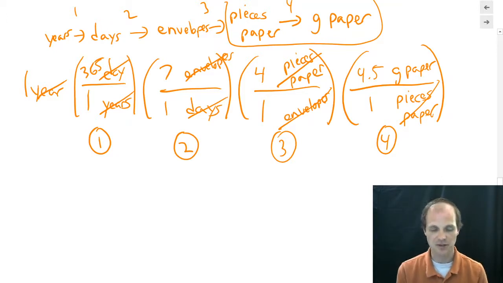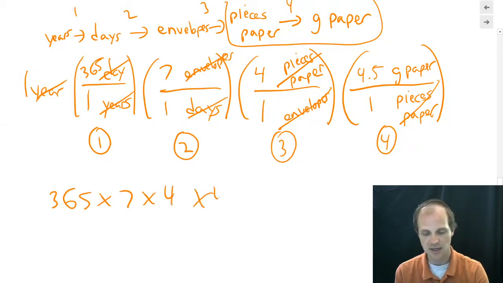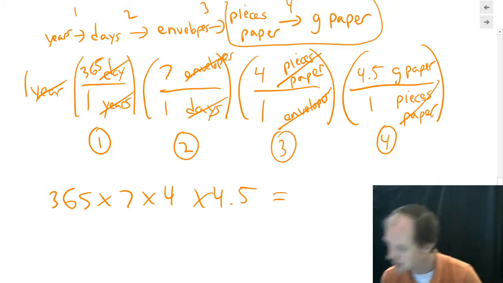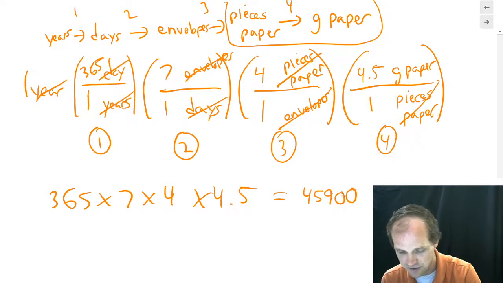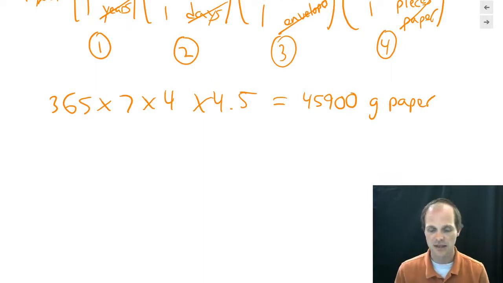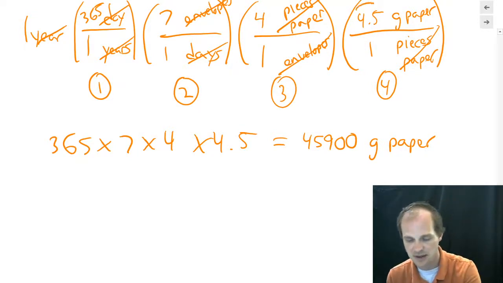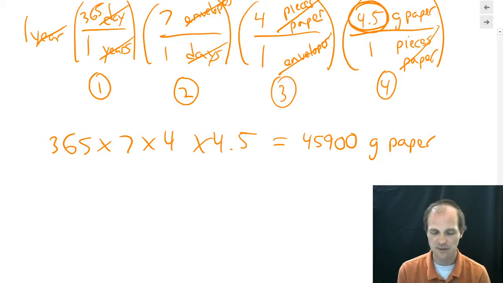This is pretty simple to enter into your calculator since they're all multiplies. You'd put in 365 times 7 times 4 times 4.5, and your calculator should give you 45,900 grams of paper. Now, are we done? We did our work. The last thing we need to do is check sig figs. This one's a little hard, so we're going to kind of fudge it a little bit. But it turns out this is probably what it's going to be limited by.